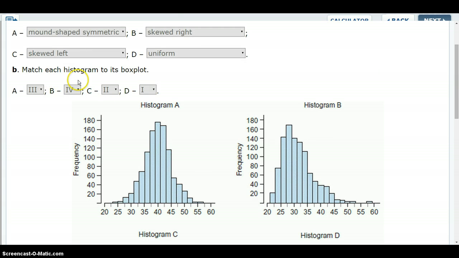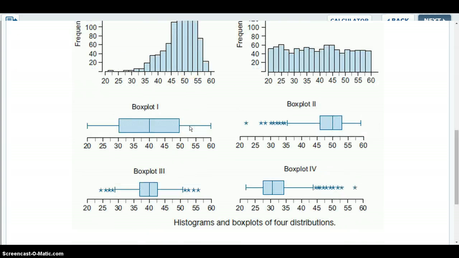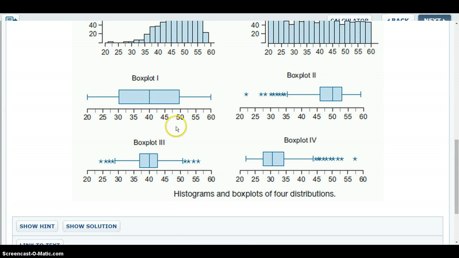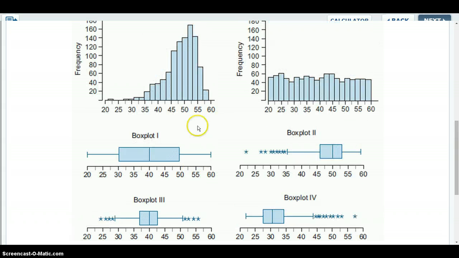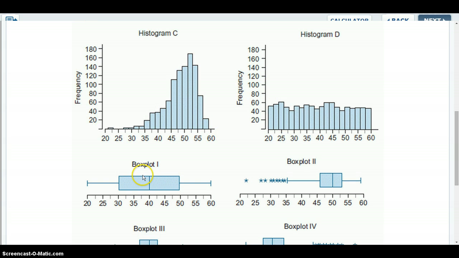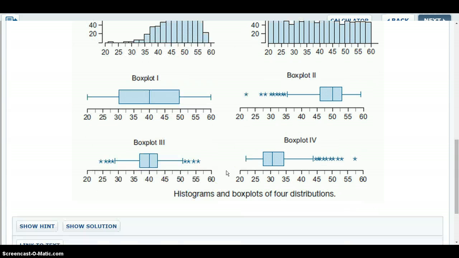And then we have to match each histogram to its box plot. The easiest one might be to pick out the uniform right away. So in a uniform, we're going to have roughly the same amount of data in the lowest 25%, the second lowest 25%, second highest 25%, and the highest 25%. So that distance within each portion of the box and within the two whiskers should all be relatively the same in a uniform distribution. So D will match up with box plot 1.